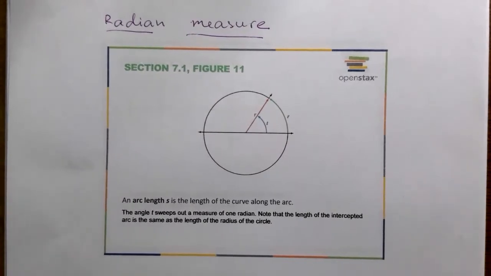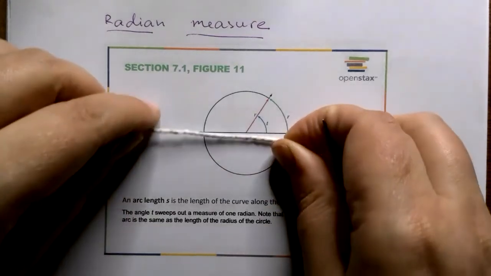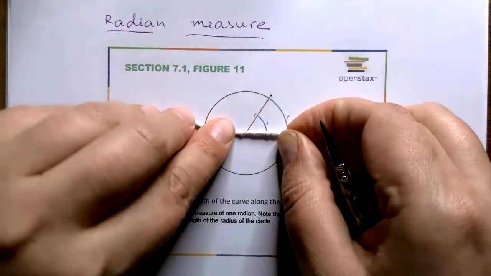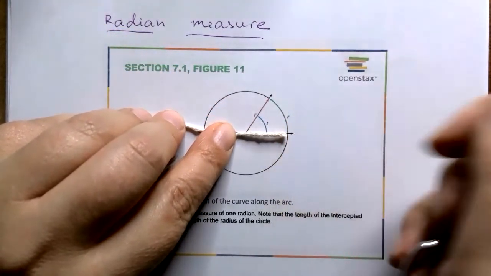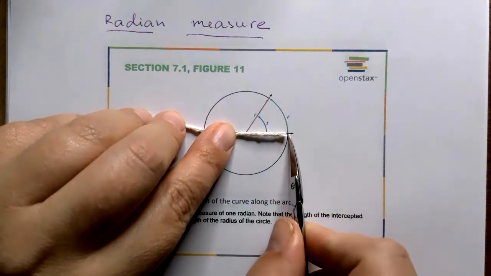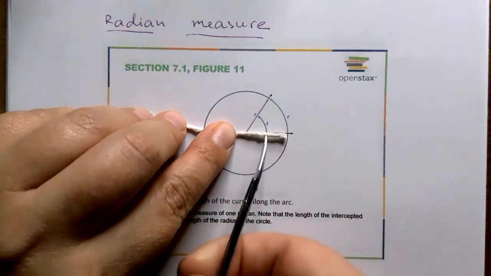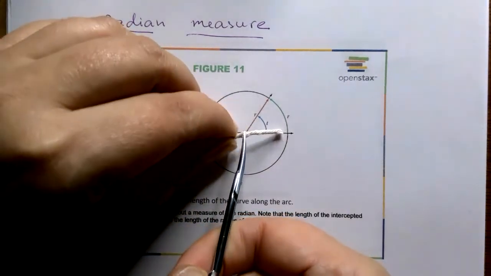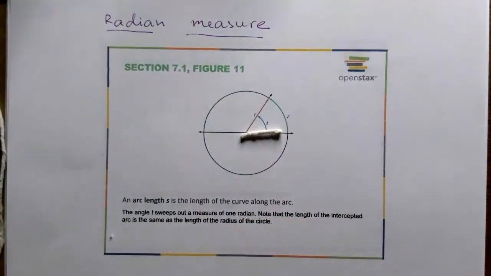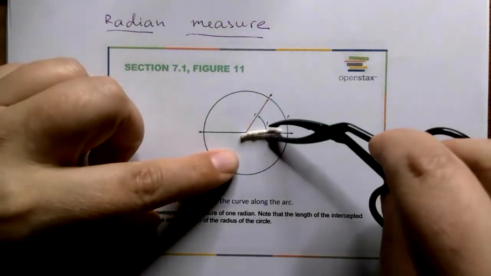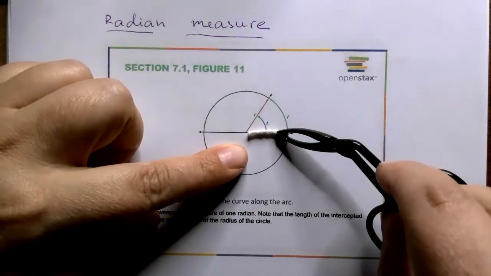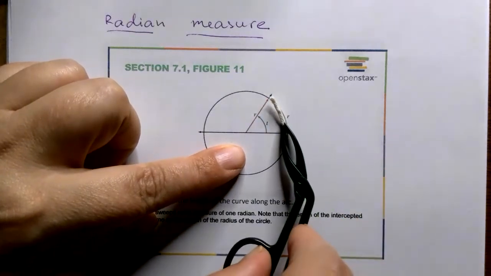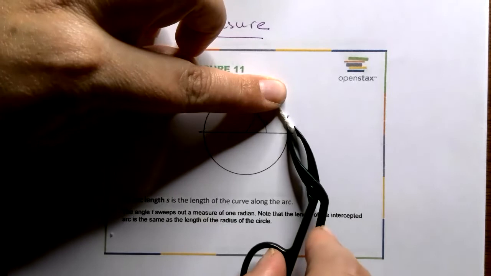This type of angle measure uses the radius of a circle as a reference. And that's very convenient, and I'll show you why in a minute. So if we took a piece of string that is exactly the same size as the radius, and cut it out, and then tried to wrap it around the circle. Okay, so here's the piece of string, and now I'm trying to wrap it around the circle.